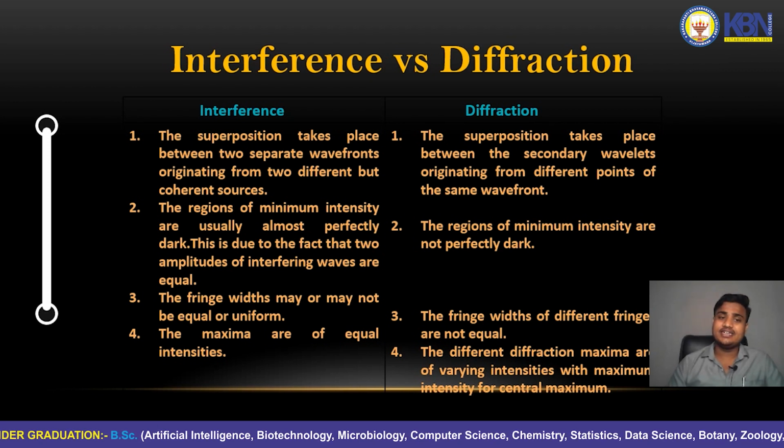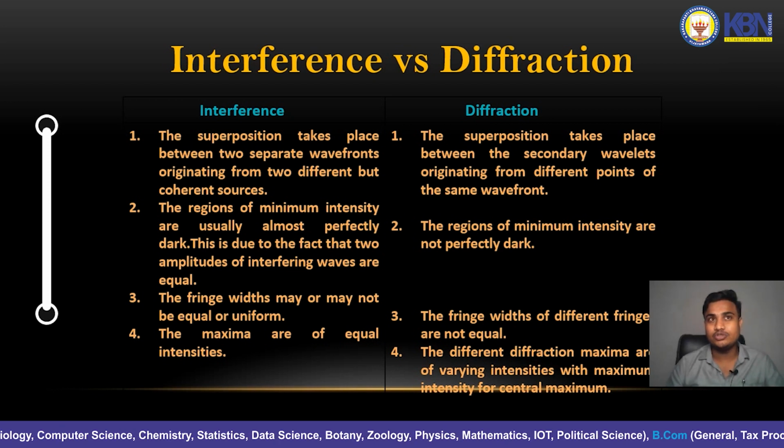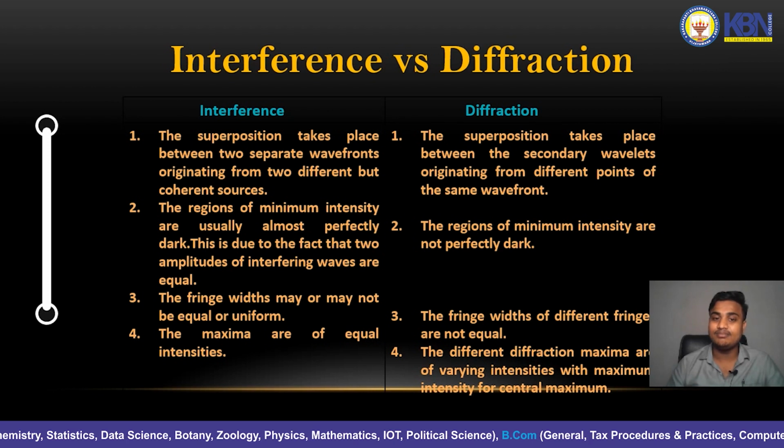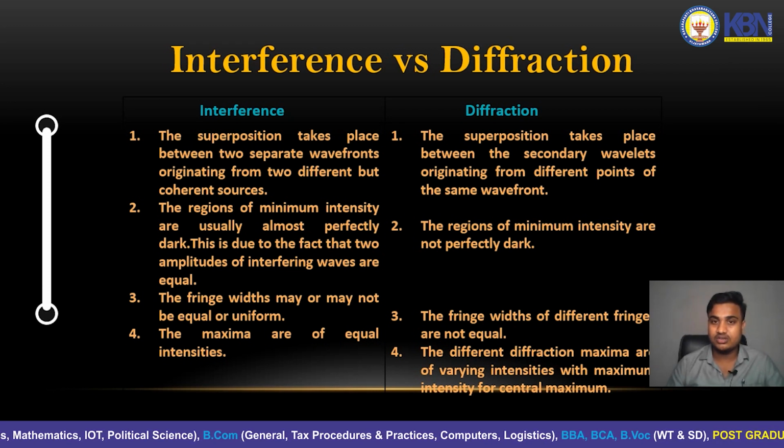Coming to the interference, the regions of minimum intensity are usually almost perfectly dark. This is due to the fact that the amplitudes of the interfering waves are equal. Why? Because they are coming from the same light source. But coming to the diffraction, the regions of minimum intensity are not that dark. They are not perfectly dark compared to the interference.